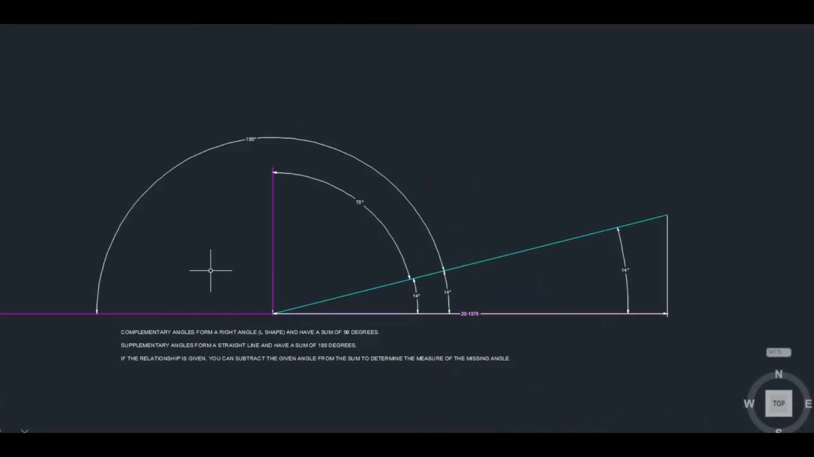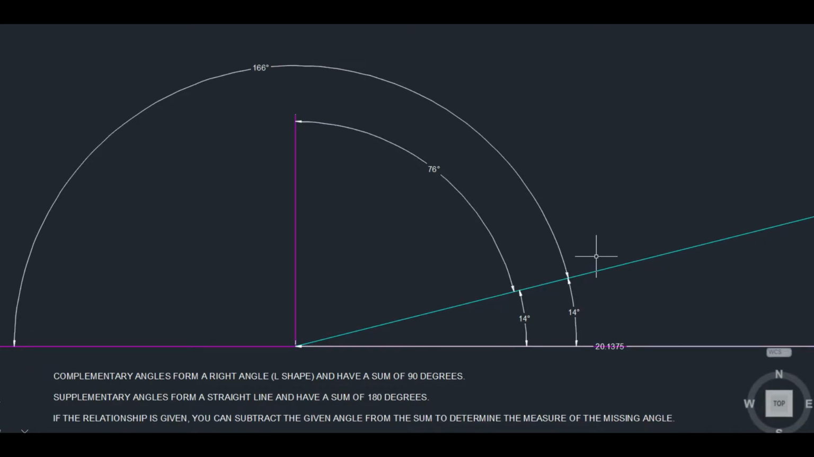Let's zoom in a little better. We're going to talk about complementary angles and supplementary angles. Complementary angles form 90-degree angles, L-shaped angles. Say you had a callout of an angle of 14 degrees, and you need to figure out what the complementary angle is. You take 90 degrees minus 14, which gives you 76 degrees. The two of them added up create 90.